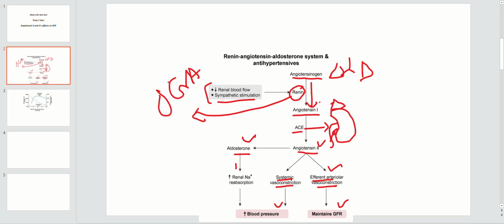So aldosterone causes increased sodium and water reabsorption, and also increased potassium and hydrogen excretion. Sodium and water are reabsorbed from the renal tubule into the circulation, while potassium and hydrogen ions are excreted from the blood into the tubular fluid. By reabsorbing sodium and water, you basically increase your blood pressure.